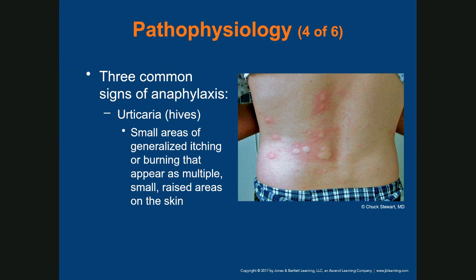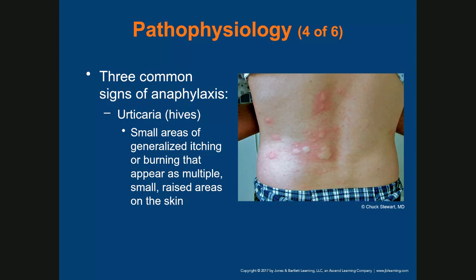There are 3 common signs of anaphylaxis, right? These are what we would call cardinal signs. Urticaria or hives is 1, angioedema is 2, and wheezing would be 3. So these are the 3 common signs of anaphylaxis.